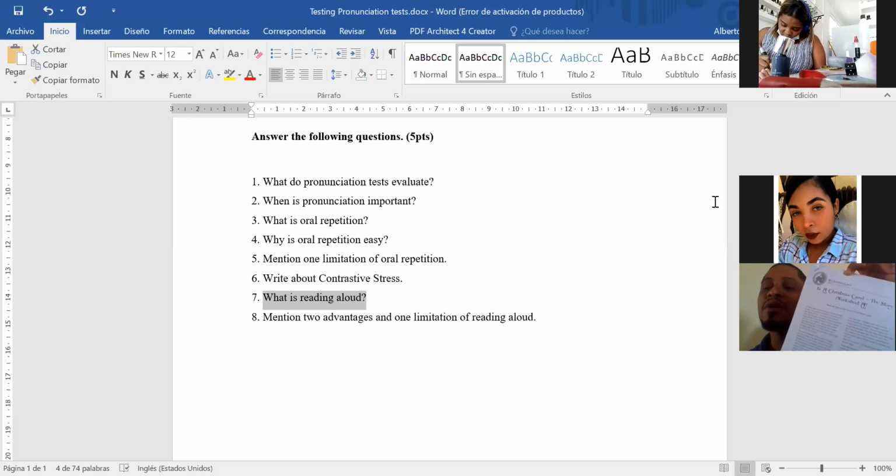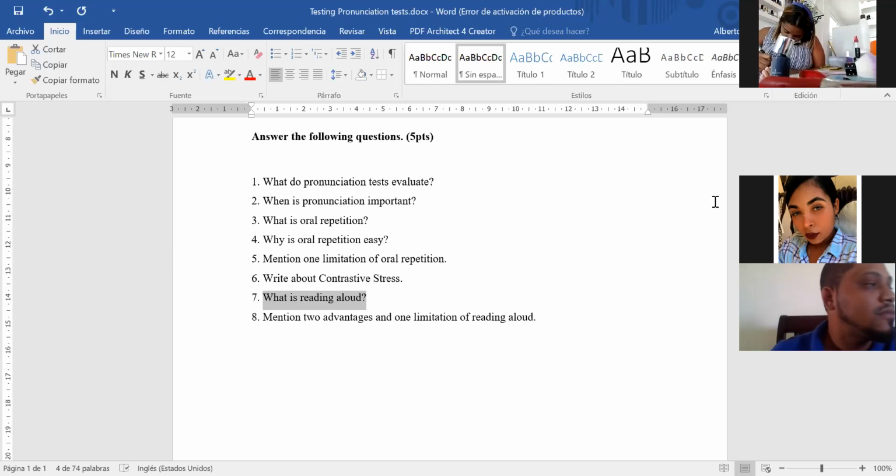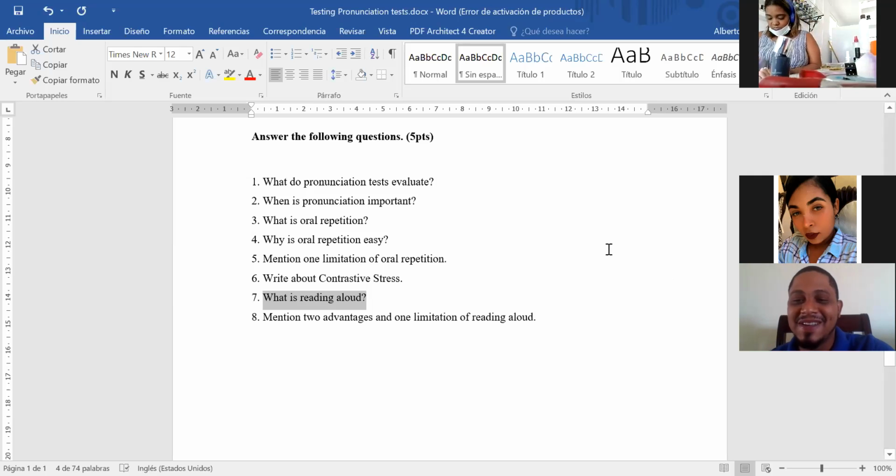Don't get confused between repetition, where you say and the student says, and reading aloud, where you give the student something and the student starts reading what the student sees. Oh, you see, guys, that is the stress killing me. What the student sees.